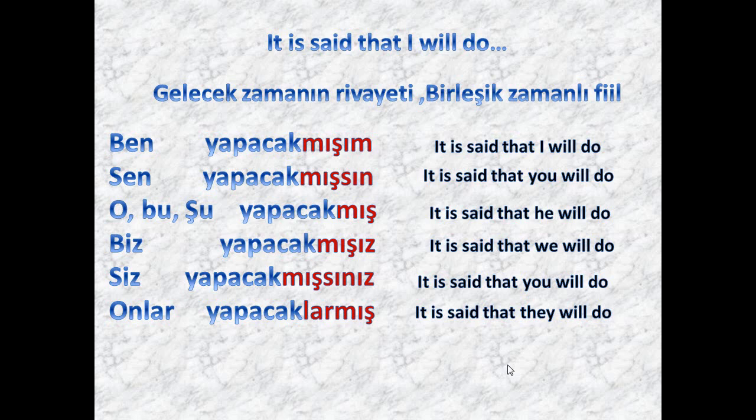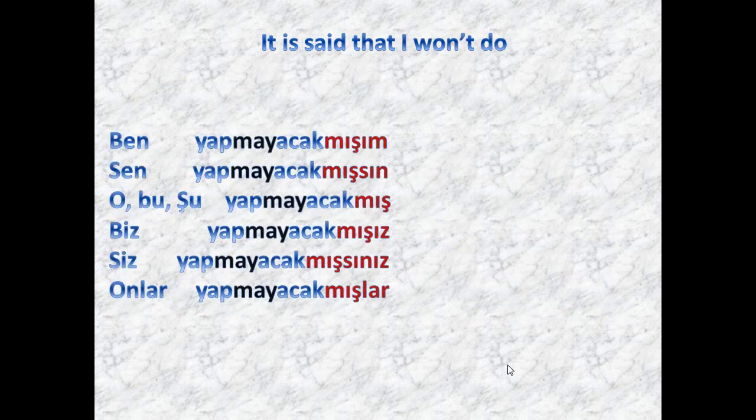Here, now, let's go to the negative form. Okay, as long as we had acak here, ma was going to appear. Okay? So, ben yapmayacakmışım. It is said that I won't do. Or, it is not me who is supposed to do that. It has a kind of meaning. Ben yapmayacakmışım. It is said that it's not my job. I'm not going to do that. Somebody else is going to do that.